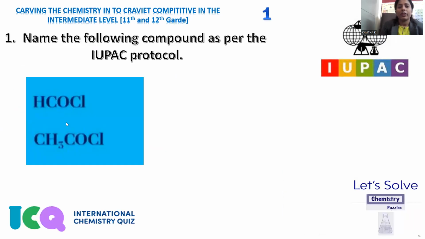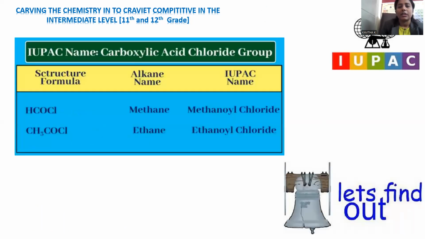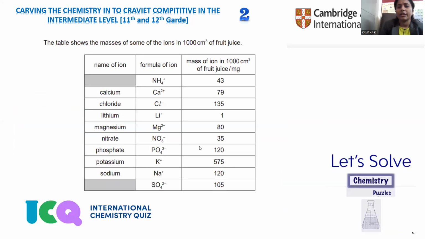According to that, in the first compound we have 1 carbon, hence we pronounce methanoyl chloride. The second compound has a 2 carbon chain, hence we say ethanoyl chloride. This is the way you can give the name as per the IUPAC protocol. Question number 1, methanoyl chloride and ethanoyl chloride will be the correct answer. Move on to question number 2.